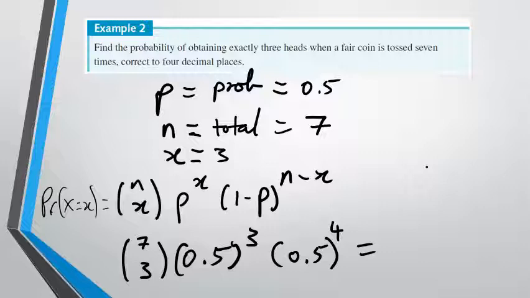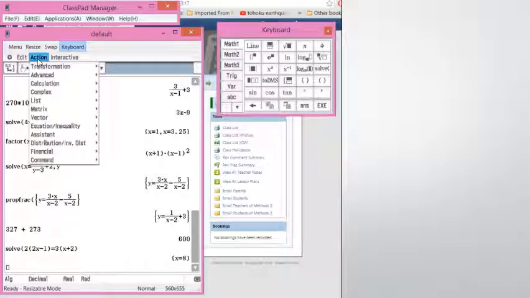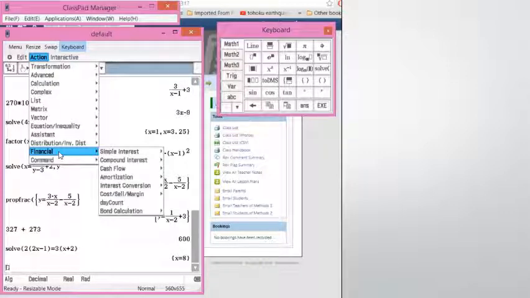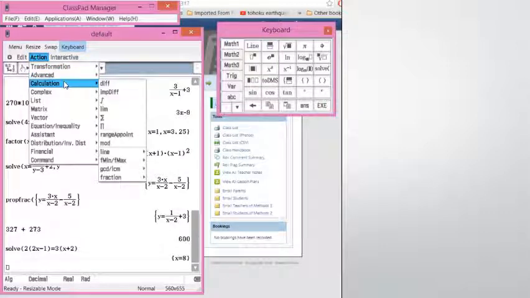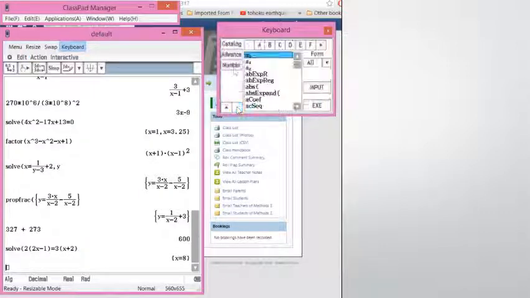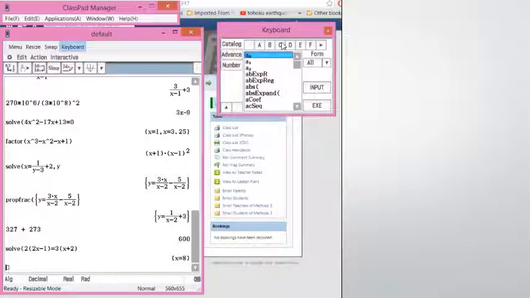If I can alt tab. Alright, from memory it's still, nope, it's not on the advanced. I'm presuming action somewhere. The catalog. There must be a quicker way of doing that. Anyway, it's quick enough.